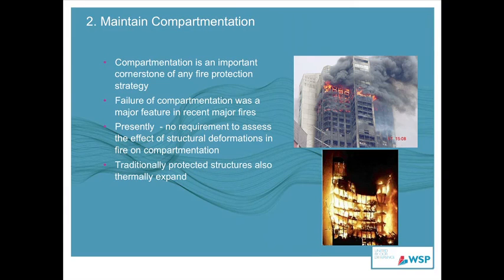One of the common misconceptions is that traditionally protected structures also expand. If we consider that you're trying to keep the temperature in a protected member to around 500 degrees C, and you see a typical unprotected member would get to 1100 degrees C, you can see that the thermal expansion that comes to that protected member is still half the value you would get in a totally unprotected member. So this common misconception that protected structures in themselves do not deflect is basically not true.